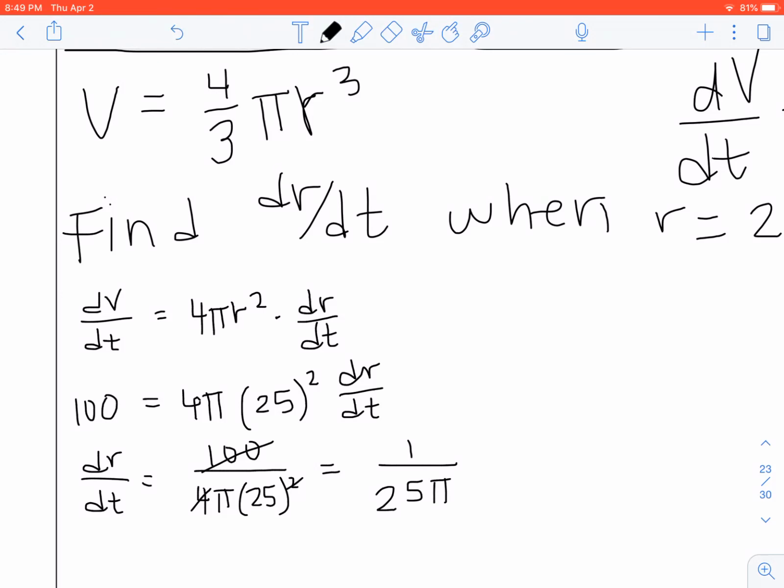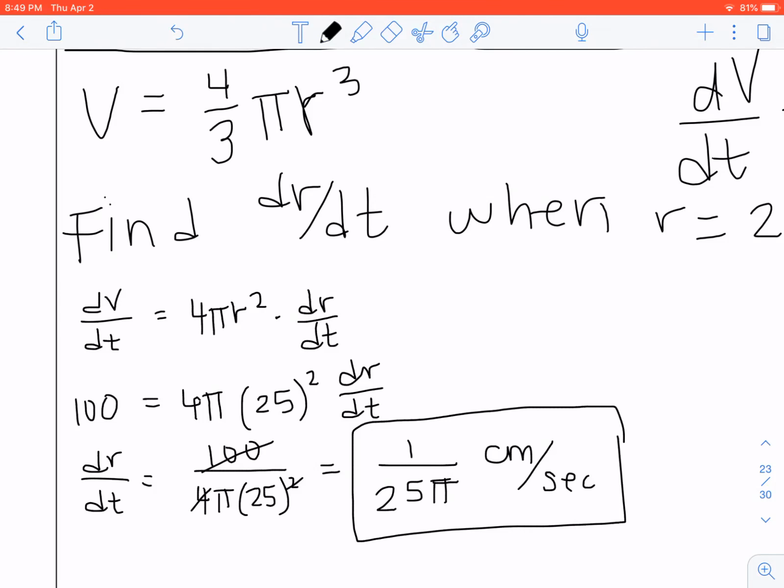And this has to have units with it, which is one of the big parts here. So we know that it's dr/dt. We measure our radius in centimeters, and our time is measured in this problem in seconds. Also, the answers here are always left exact.